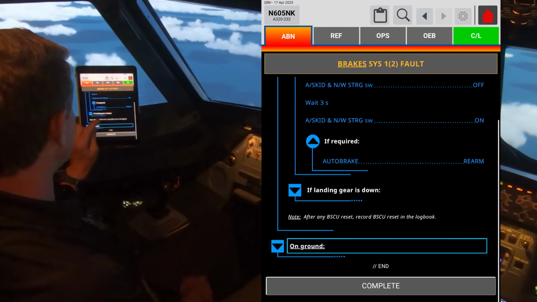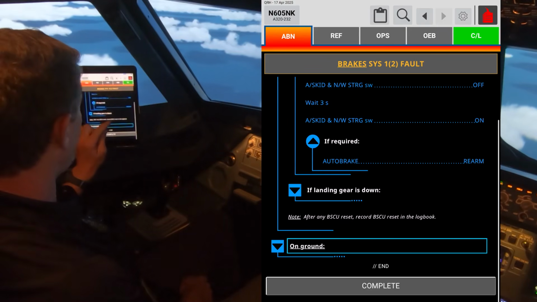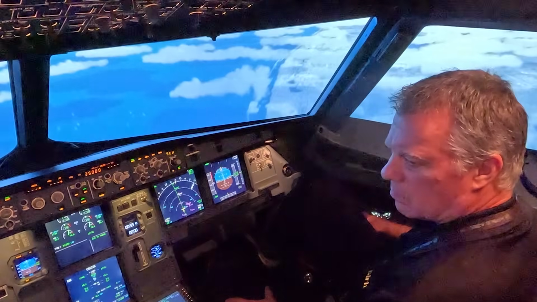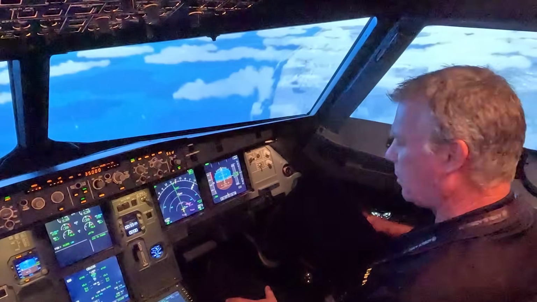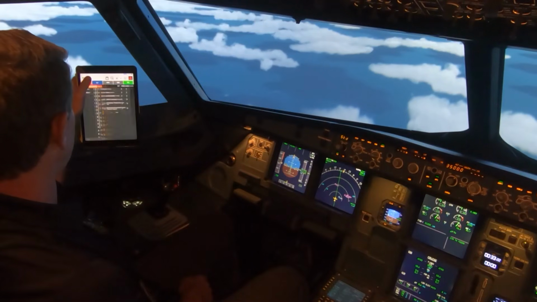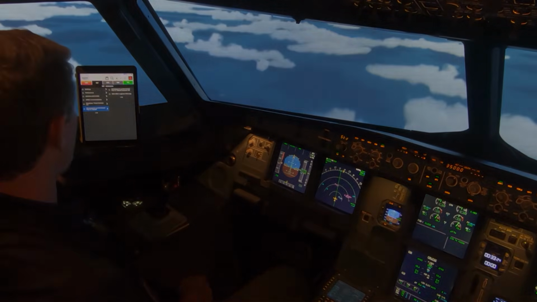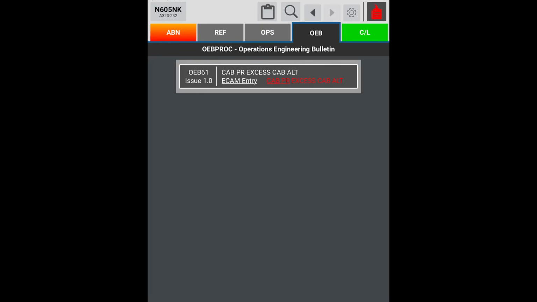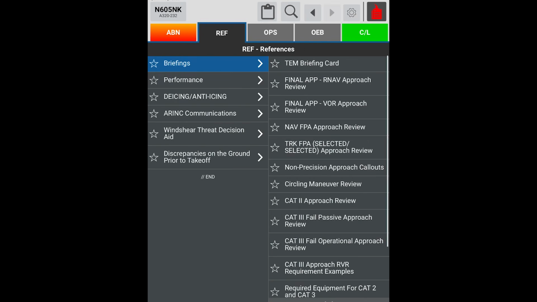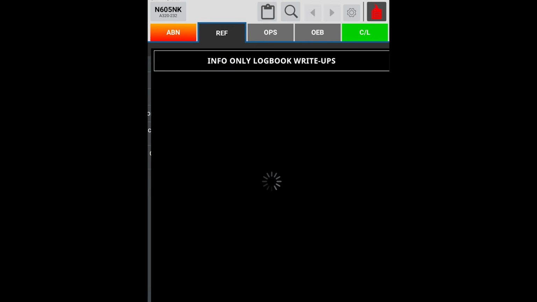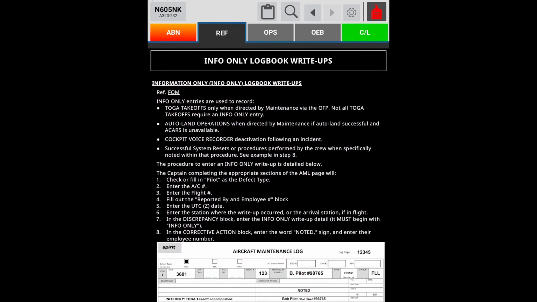After any BSCU reset, record BSCU reset in the logbook. All right. Why should we do that? I'll do an info only in the logbook. Aside from the FOM, instructions on how to record an info-only write-up are found in the QRH, References, Discrepancies on the Ground Prior to Takeoff section, Info-Only Logbook Write-ups.